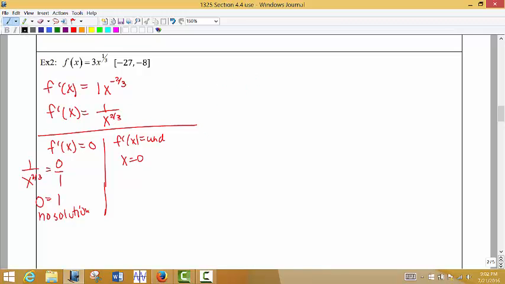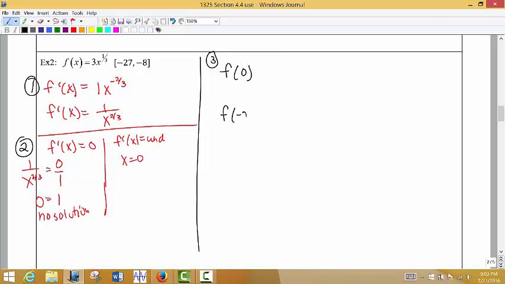Keep in mind that this is different than what we did in the last section, because what we're doing is taking these numbers and putting them into the original function to compare all of the y values. So the first step is finding the first derivative, second is finding those critical numbers. For our third step in these optimization problems, we're going to plug those into the original function along with the boundary points. We're going to plug in negative 27 and also negative 8.